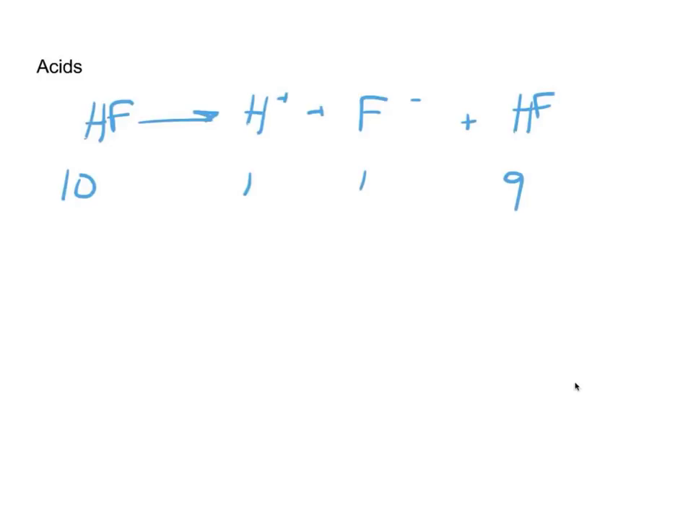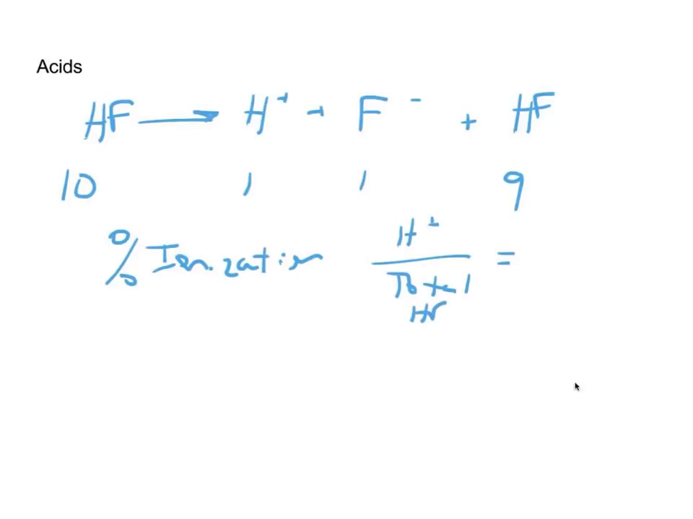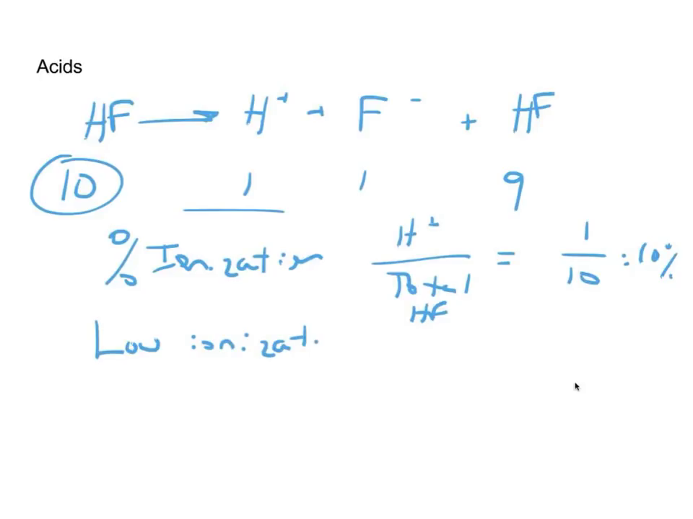If you think about the percent ionization, meaning how many HFs ionize of the total HFs that were put in, only one ionizes. So if you take the H plus concentration over the total HF, you get 1 over 10, because only one H plus, and you started with 10. So it only has a 10% ionization. That means a weak acid. Low ionization equals weak acid.